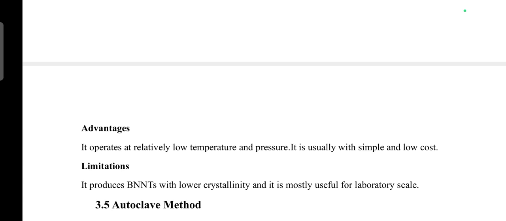Limitations: then we will discuss about limitations. As all the processes have advantages as well as disadvantages, now we will discuss about the disadvantages of this process. It produces boron nitride nanotubes with lower crystallinity, and it is mostly useful for laboratory scale.